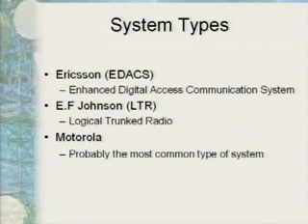There are 3 main system types of trunked radio systems. There's a whole bunch of them out there, but there are 3 main types, and particularly 3 that we can monitor very easily. They are Ericsson, E.F. Johnson, and Motorola. Ericsson, their most popular system there is the EDAC system. It's the Enhanced Digital Access Control System. E.F. Johnson is LTR, which is the Logical Trunked Radio System. And then Motorola, there's SmartNet and SmartZone, and we'll go into a little bit more detail about it.